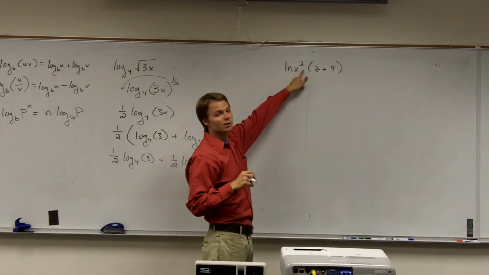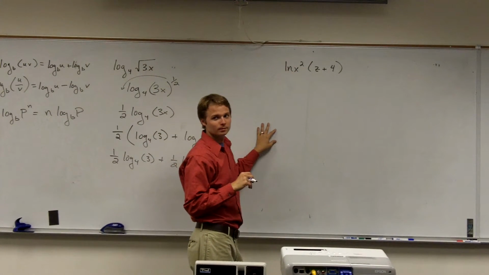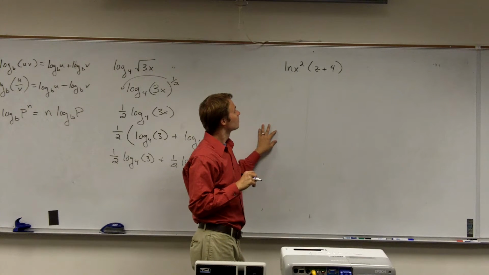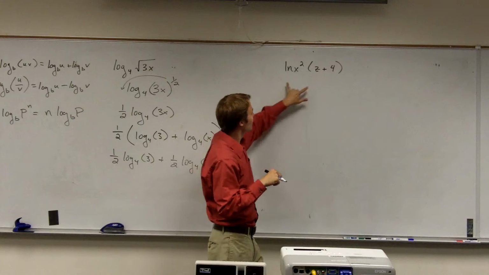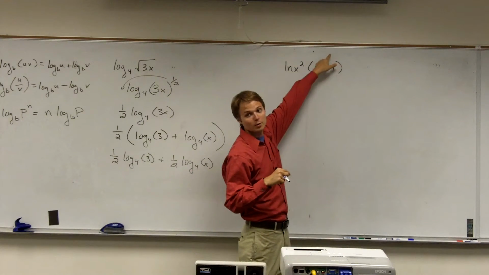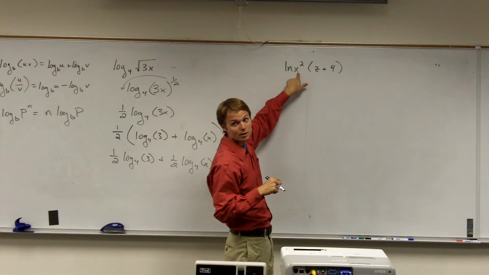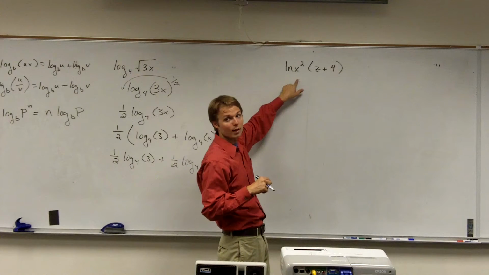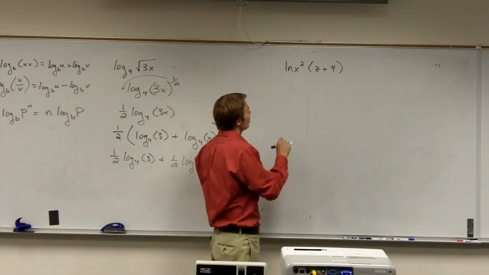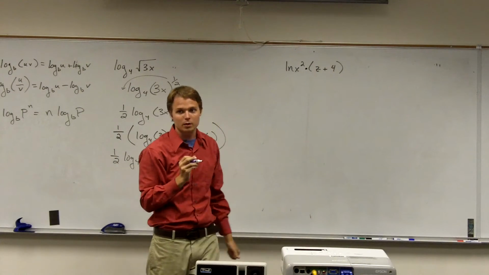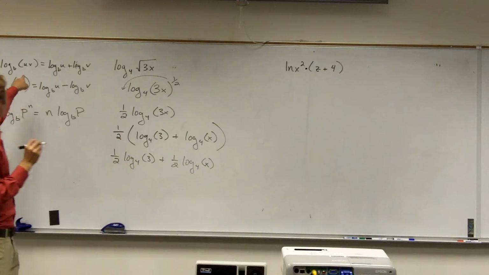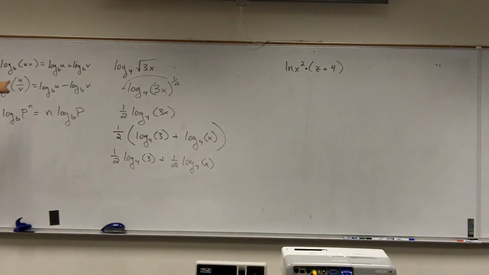Here's a question: can I bring down this 2 to the front? In order to bring down an exponent, it has to be the entire thing raised to that exponent. So in this case, the only thing raised to this 2 is the x. So I can't bring down the 2 quite yet. But I could split this up right here, right? This is x squared times z plus 4. So I can use my first logarithmic rule here that I can split these up.